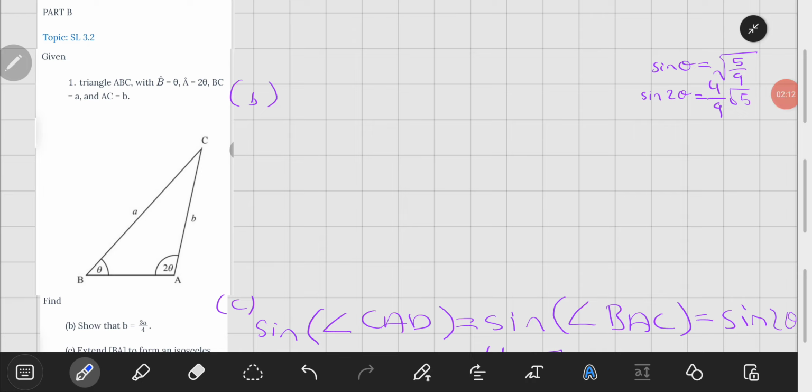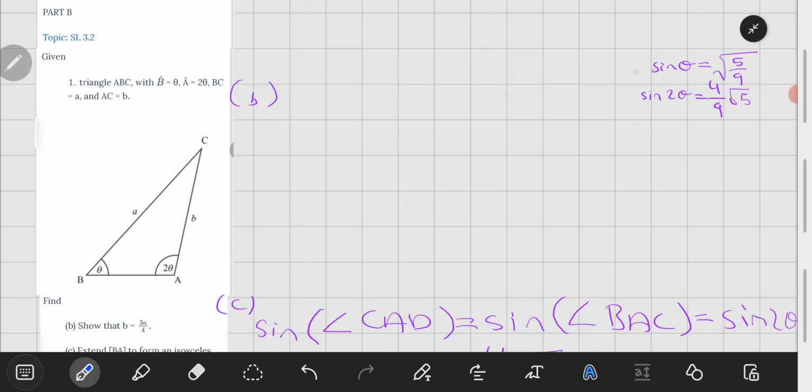Now for part B of our question, we are given a triangle ABC, where B is in reference to angle theta, and point A is in reference to, or has, the angle 2 theta, and BC is equal to a, and AC is equal to b. Now for our first question, we're asked to show that b is equal to 3a over 4.